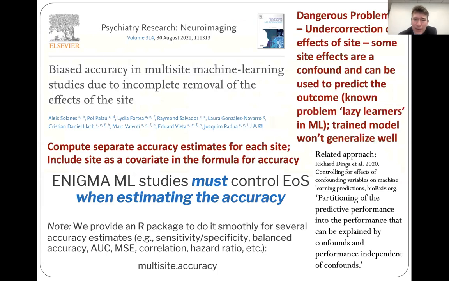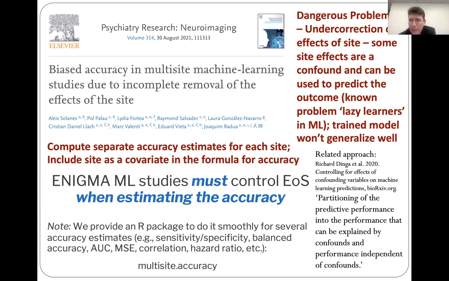So Alex Solanes and Joaquim Radua said, well, with this issue of correcting site data, you can also undercorrect data. If there's a site effect in the data and it can be used to predict the outcome, a machine learning approach might lock onto it and make incorrect and non-generalizable models. And this business of there being latent factors at a site that a machine learning algorithm can learn is a really big issue. They propose when you do multi-site machine learning, you look at the accuracy on each test data by site and then regress features of that site out as well, to see if there are any interactions between the data and the accuracy.